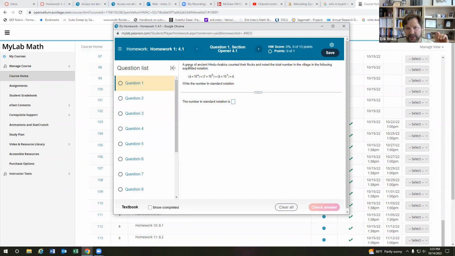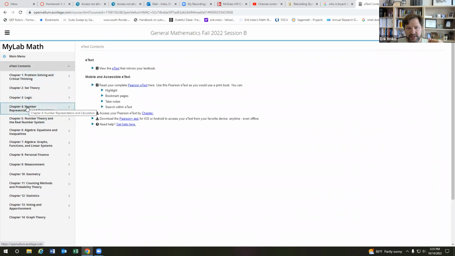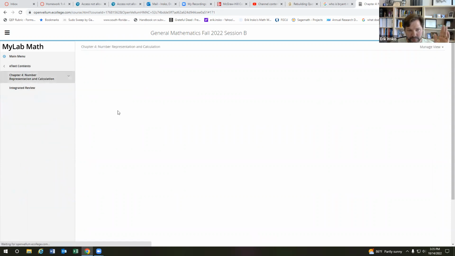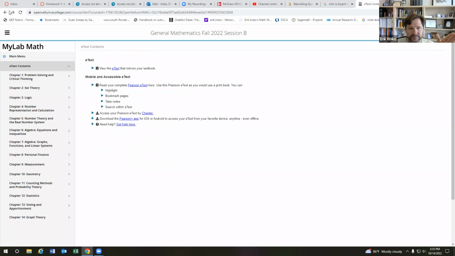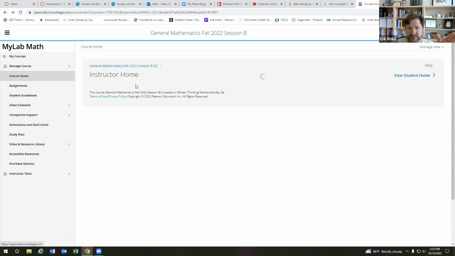Once you get onto MyMathLab, it should look something like this. I just want you to know that you have an ebook here. Click over here, e-text context. In this course, we cover chapters 4 and 5 and chapter 8. And I think we might even do some geometry and counting methods or voting apportionment. But anyway, we start with chapter 4 in this course. So you'd want to watch this. That has videos and PowerPoints and stuff that you can watch to learn these different things. The very first thing is starting off with what is the Hindu Arabic numbering system and what were the earlier counting systems. If you need to review, you can do that using the e-textbook.